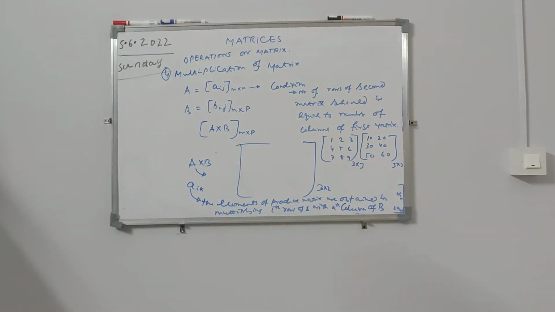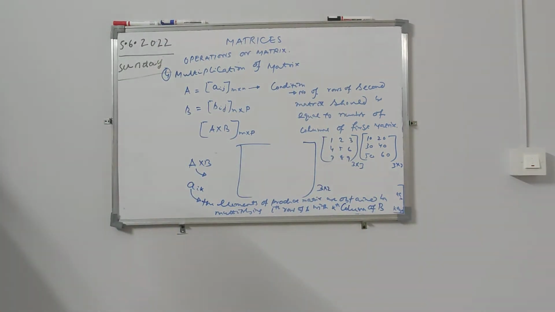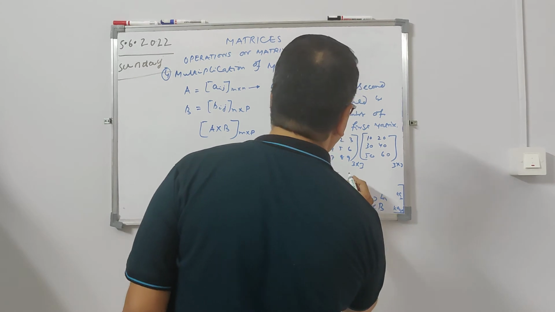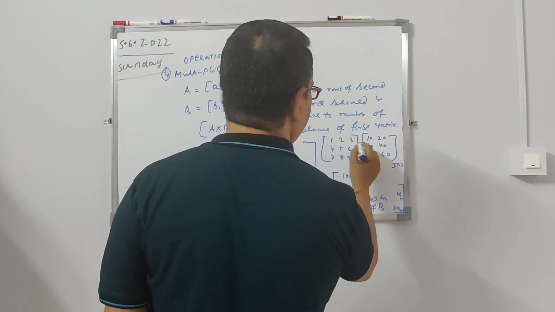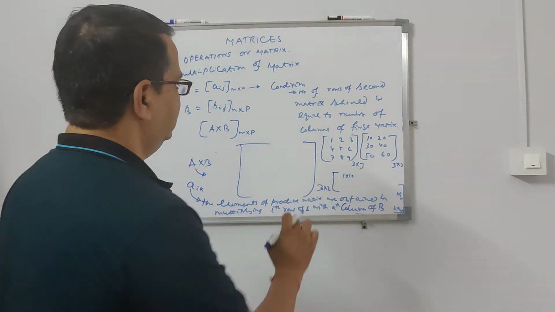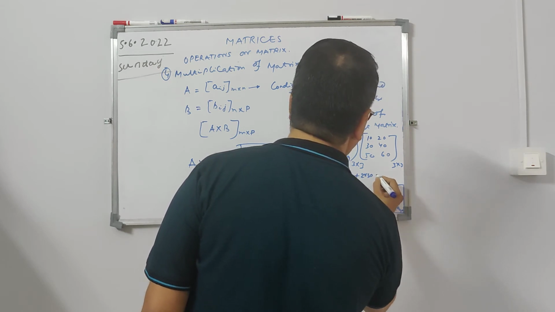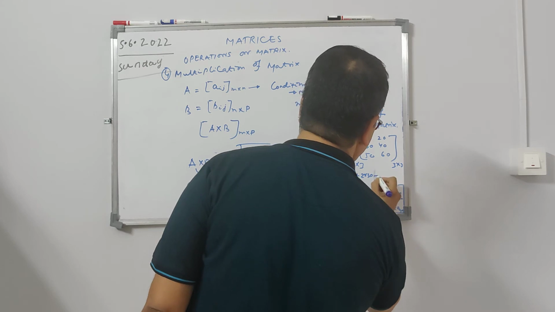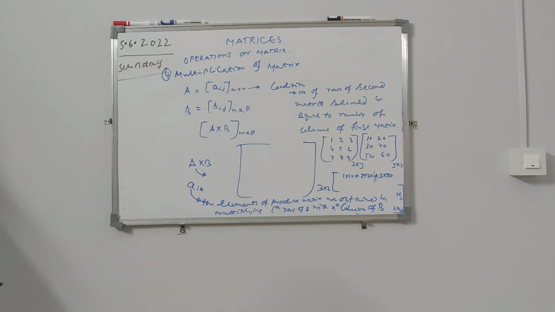So how do I get this multiplication? Let us say the first element will be A11. That means the first row of A will be multiplied with the first column of B. So how do I get the first element? It will be 1 into 10 plus 2 into 30 plus 3 into 50. This is my first element.